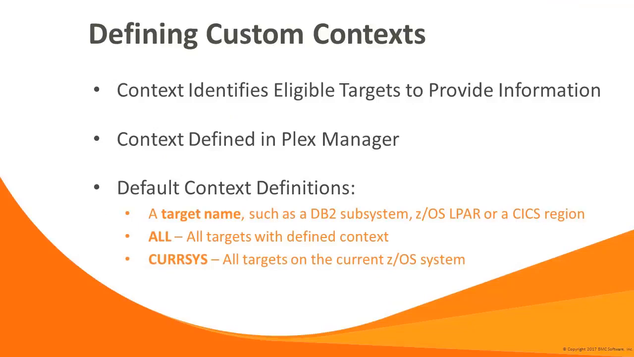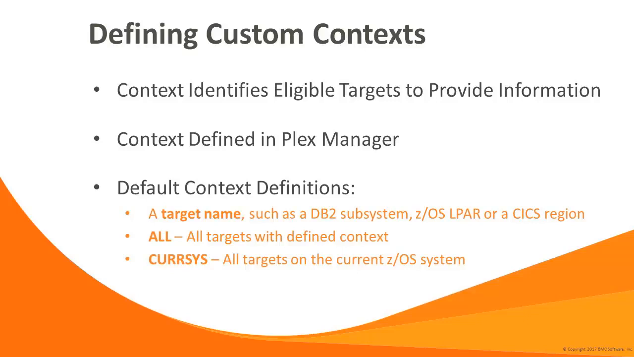Context is a very important concept in the MainView infrastructure. Context determines which targets are eligible to provide data to a view. MainView provides some default context for your use. There's a context definition for each individual target, such as an MQ Queue Manager or a DB2 subsystem.